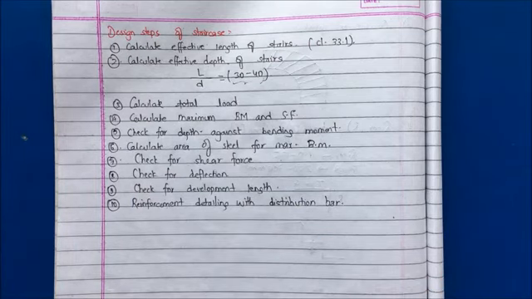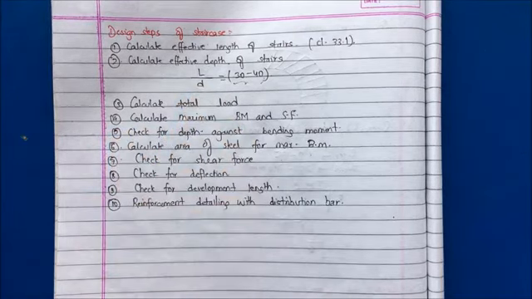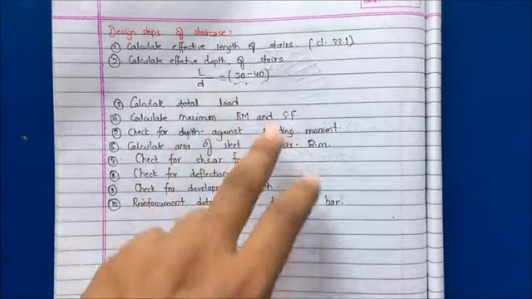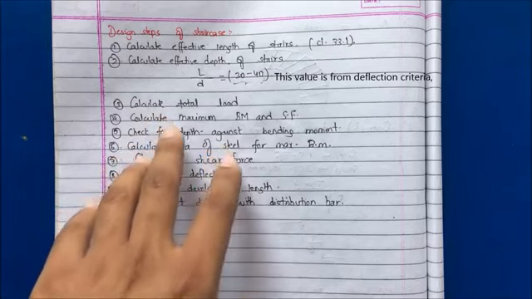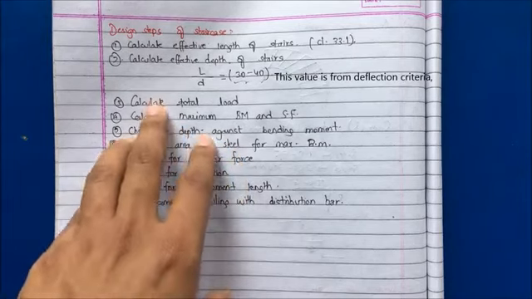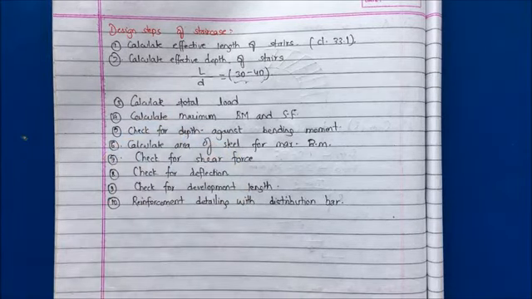Similarly, the second step is to calculate the effective depth of the stairs by using the ratio of effective length to effective depth, taking the ratio value as 30 to 40. Any value between these two ranges. Similarly, the third step is to calculate the total load acting on the stairs. Here it is a little bit different from that of the slab. The load acting on the stair is calculated separately, that is for the landing portion and the going portion.